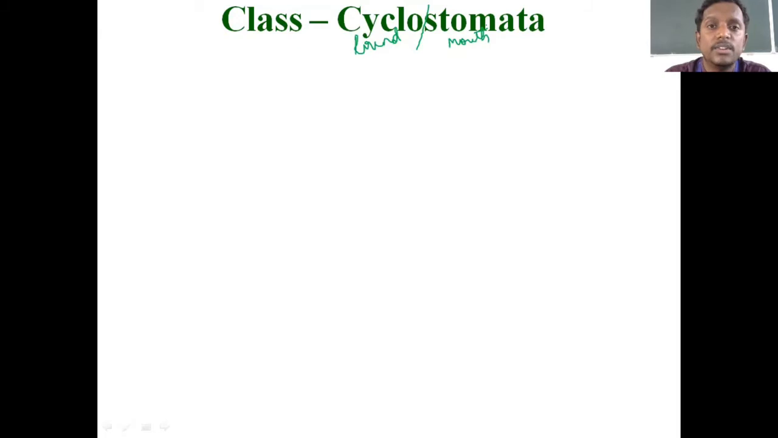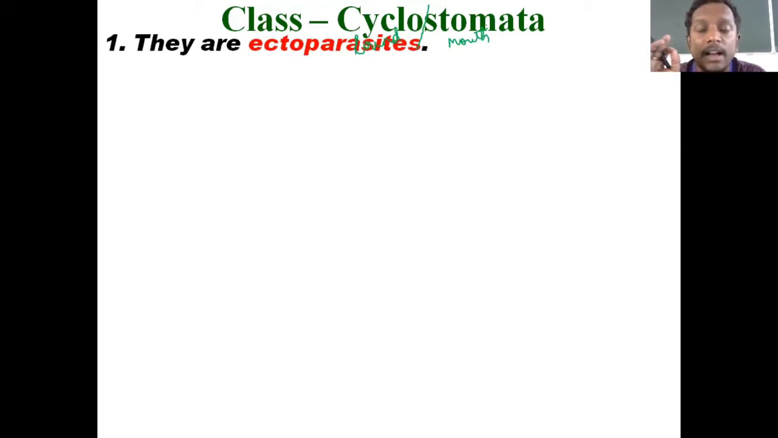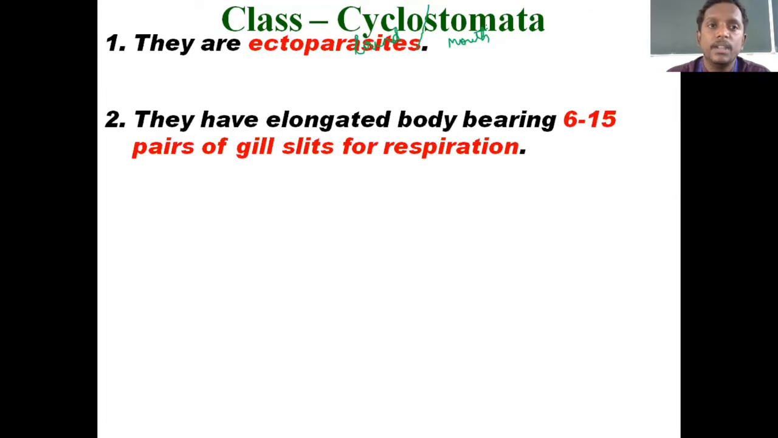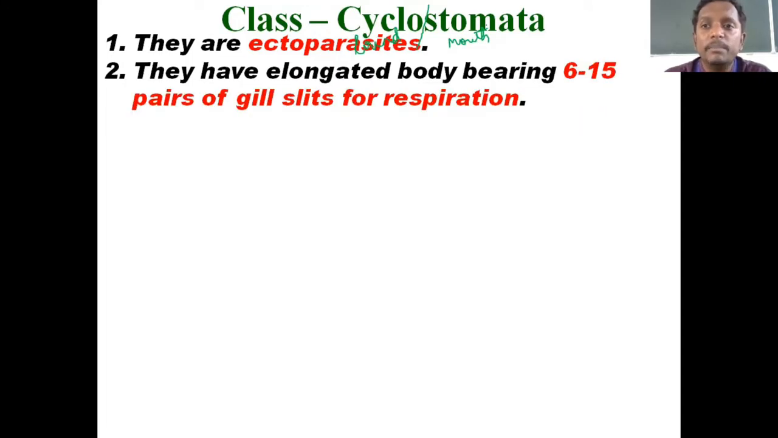Going through the general characters, most of them will be easy for you today because we have come across these terms in our previous classes. They are ectoparasites. As I mentioned, there are two types of parasites: endoparasites, which live within the body of the organism, and ectoparasites, which are free living, but they come, absorb the nourishment and leave the host. So these Cyclostomata organisms are ectoparasites. They have an elongated body bearing 6 to 15 pairs of gill slits.